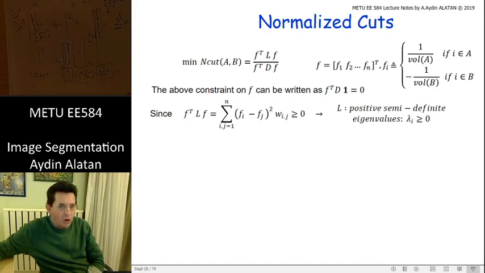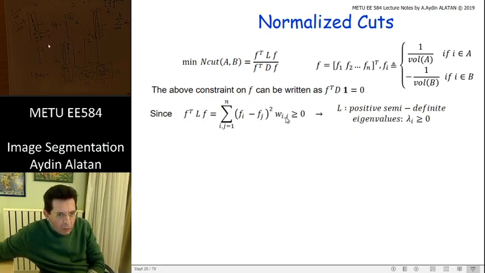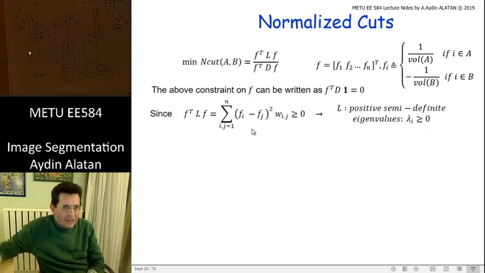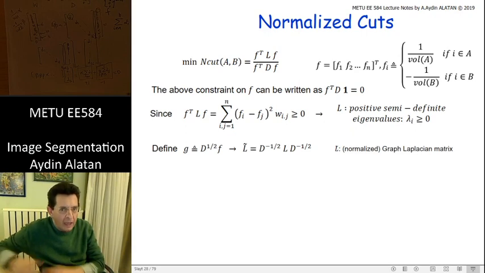Let's try to solve it. Just a little note, we have already derived this. fi minus fj squared is positive here. The wij's, the affinities, are always positive. Everything is positive, at least minimum 0. Therefore, this L is a positive semi-definite matrix. The eigenvalues should be either positive or 0. Let's look at how they look.